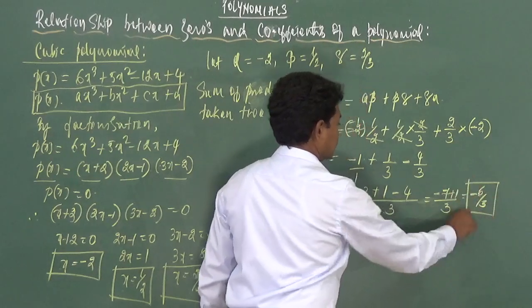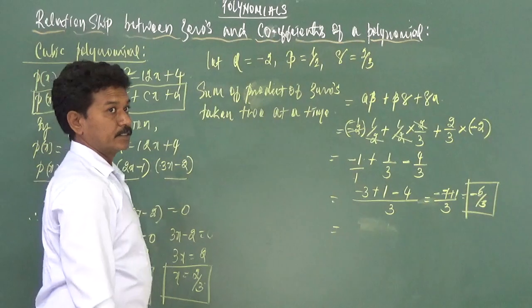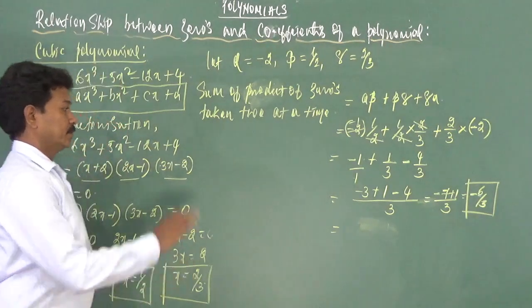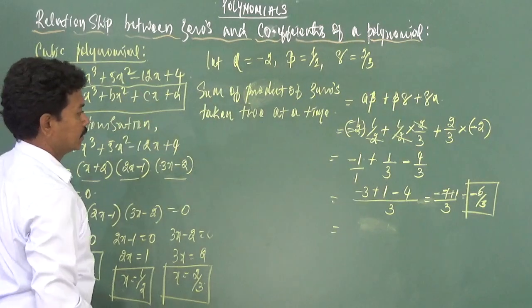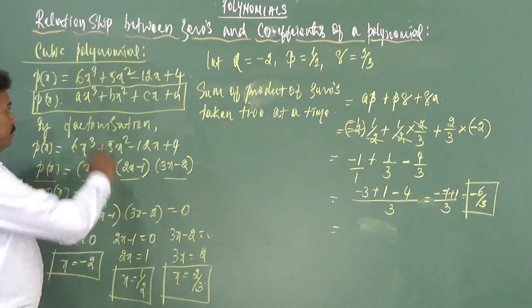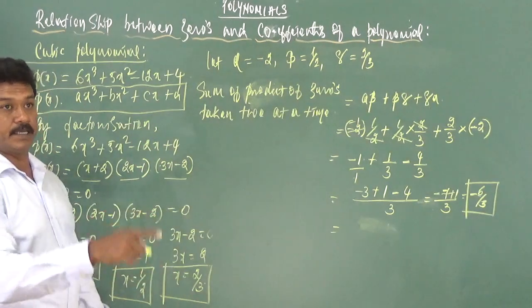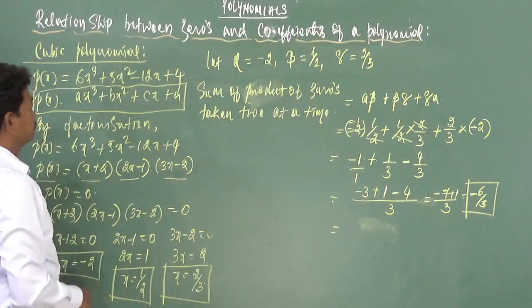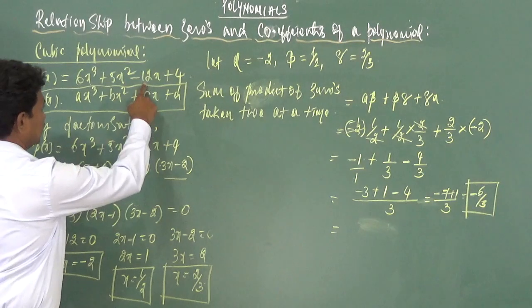So I have got this, that is minus 6 by 3. Okay, so minus 6 by 3, the answer we have got. Let us compare those values with the coefficients. So minus 6 by 3, we have to compare with the standard form and write the formula, like minus b by a. So we will go with this minus 6, that is 12 is here.